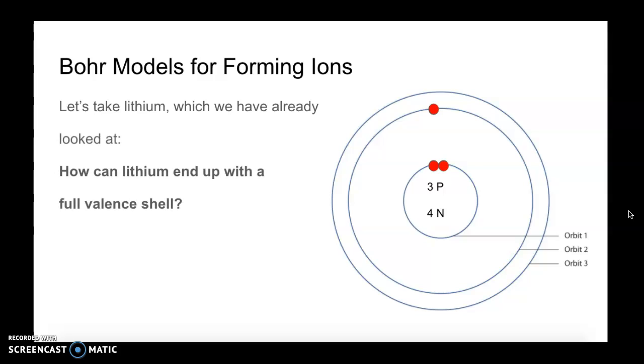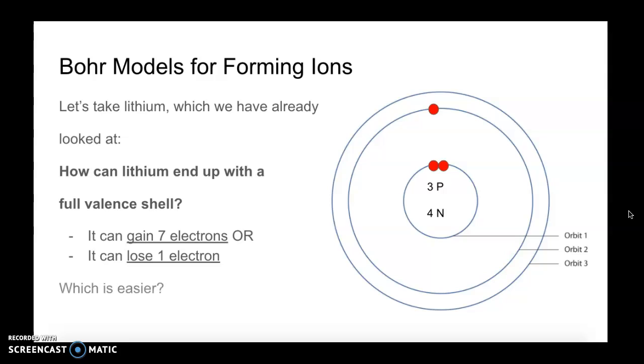So how can lithium end up with a full valence shell? Well, it can either gain 7 electrons to have a full second ring, or it can lose 1 electron to have a full first ring and nothing on the second ring. Which one's easier, gaining 7 or losing 1? Hopefully you say losing 1 electron is easier.